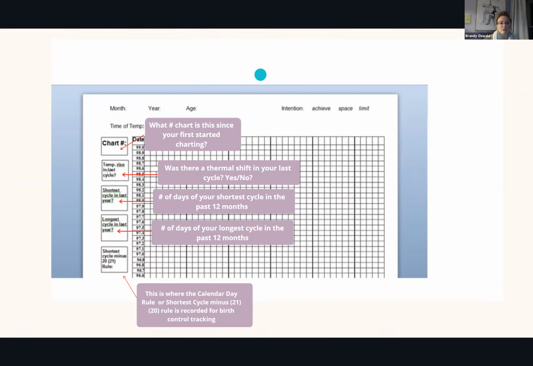From there, on the side of your chart, you'll see chart number. This is which number chart it is. For those who are just starting out, this will be chart number 1. Was there a temperature rise in your last cycle? If this is your first chart, NA. If this is chart number 1 through whatever, then you'll have that information. This just lets us know, was your last chart a cycle where you ovulated? Because if you didn't ovulate, then this chart is actually the extension of your last one, because a new cycle didn't start, you just ran out of space and you need a new page. The shortest cycle in the last year, you want to keep track of that. The longest cycle, that tells us about the health of your cycle. And then this shortest cycle rule is for the birth control method, so ignore that. That's a little confusing.